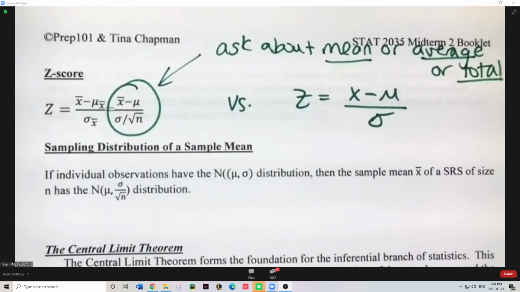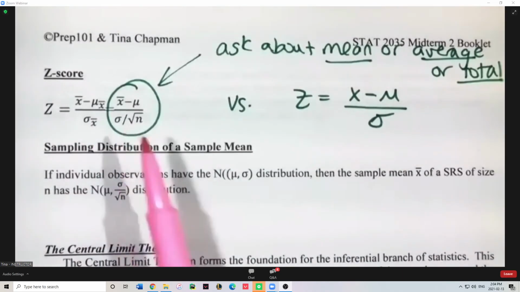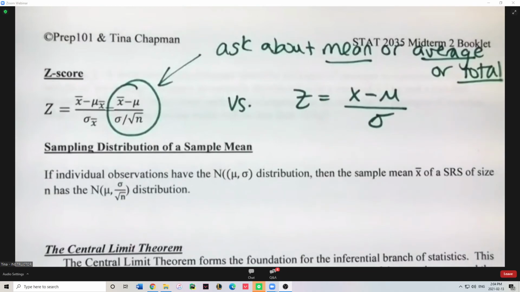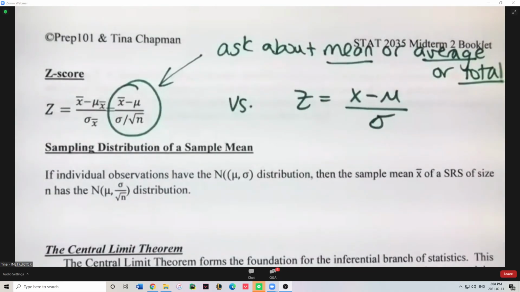Now the central limit theorem says that if n is 30 or larger, you can use the normal calculation, the Z formula, even if it doesn't say normally distributed. Okay, so that's sort of the magic number.